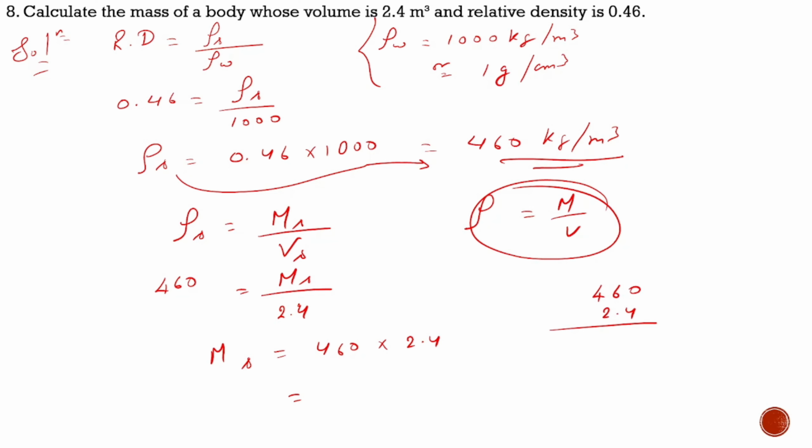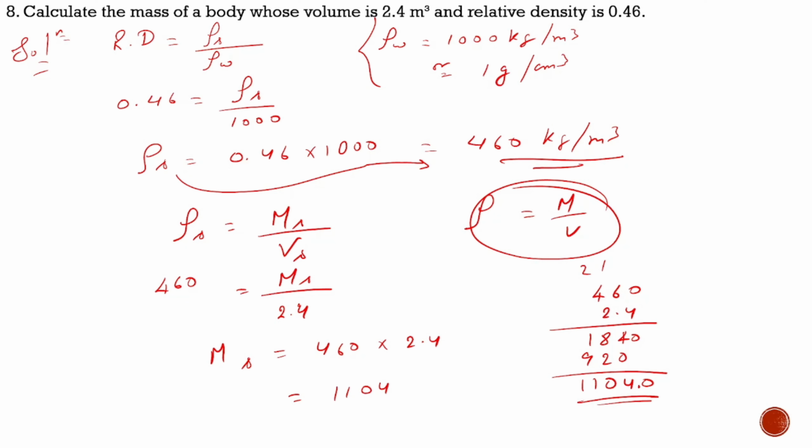It will become 400, 4 6s are 24. Okay, 4 6s are 24, and 4 4s are 16 plus 2, 18. 2 6s are 12, 2 4s are 8 plus 1, 9. 0, 4, 0, 11. So here the decimal will be before 0, so the answer will be 1104.